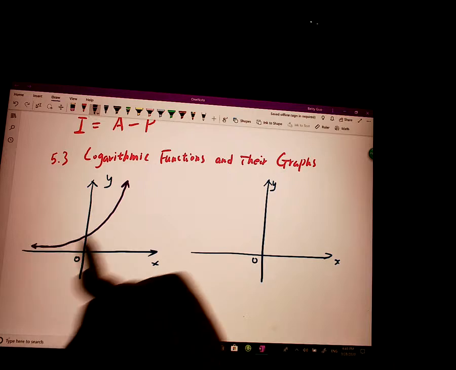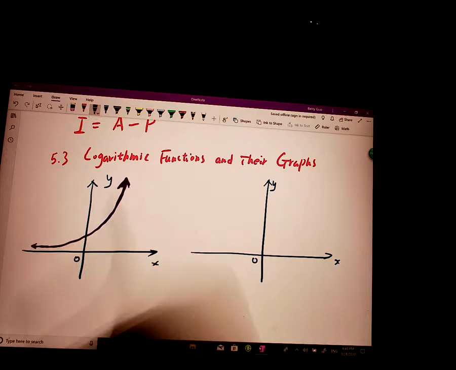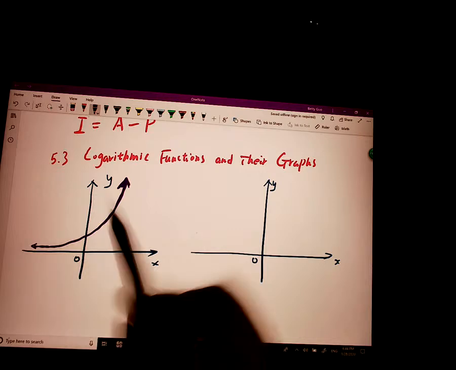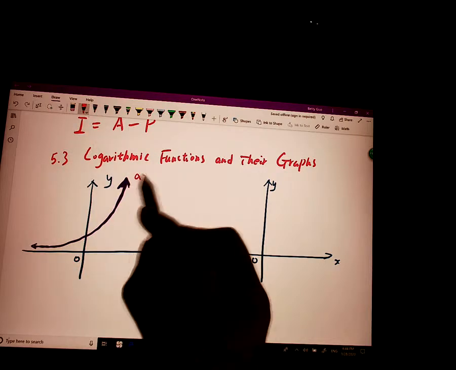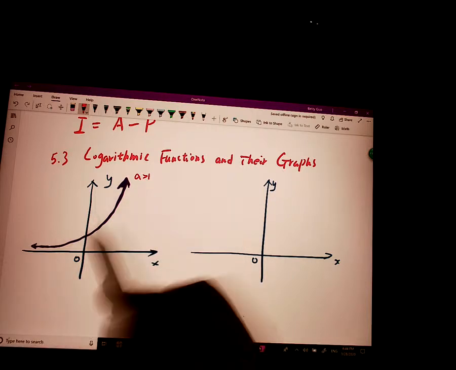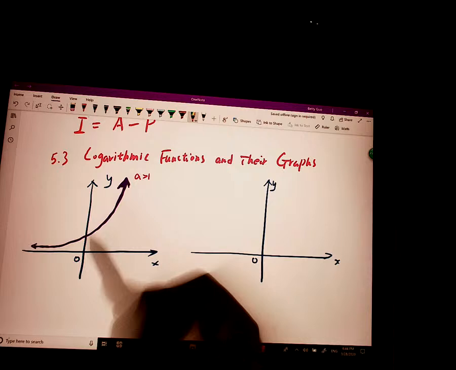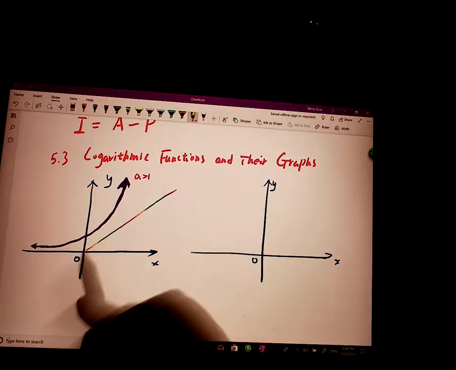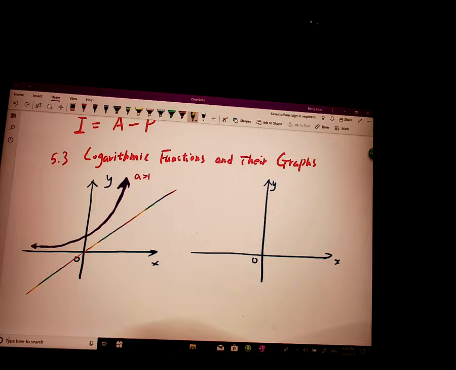Do you guys remember, this is the graph of the exponential function if the base is bigger than 1. If the base is bigger than 1, it is increasing. And if I draw the bisector of quadrant 1 and quadrant 3, this straight line is y equals x. Remember, if two functions are inverse of each other, their graphs are symmetric with respect to the bisector of quadrant 1 and quadrant 3.